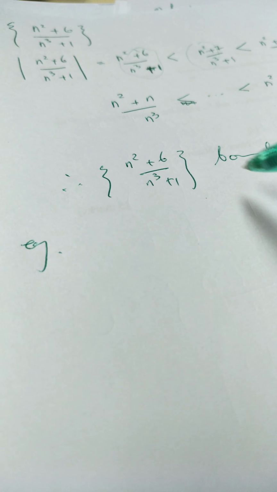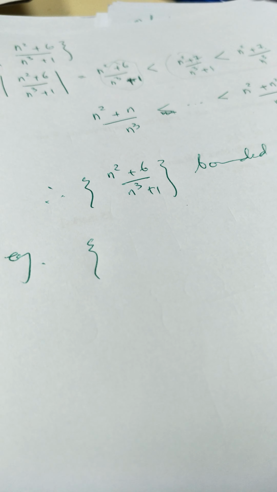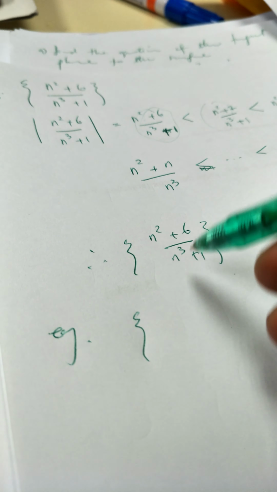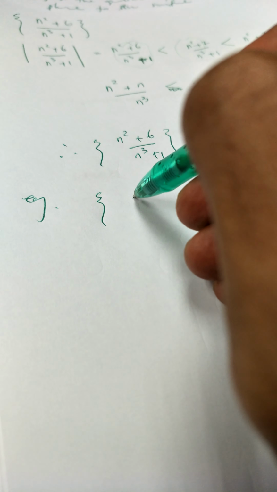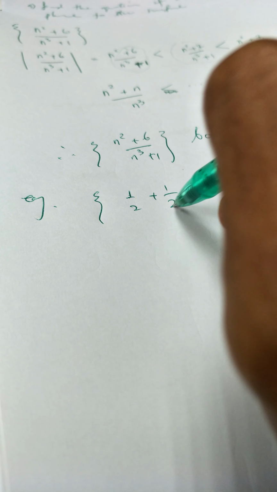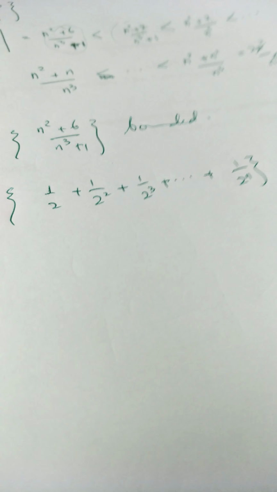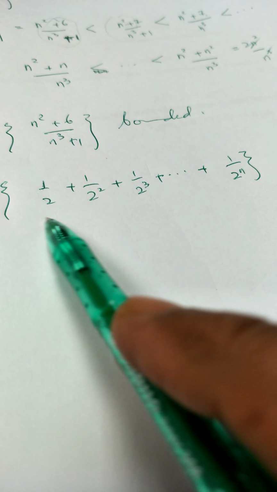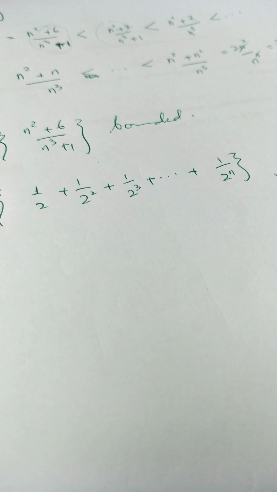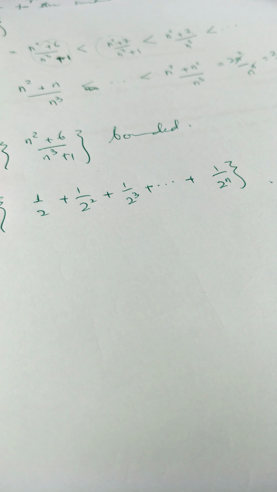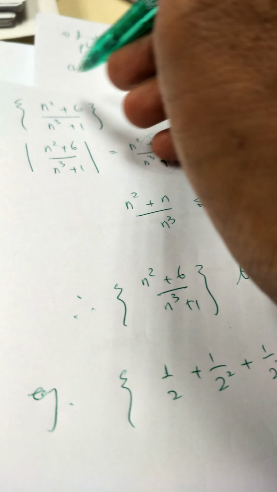Other sequence, I give you many examples here. Other sequence, if you have 1 over 2 plus 1 over 2 squared plus 1 over 2 cubed plus up to 1 over 2n. Can you list down this sequence? Can you list down the sequence? For this what we have?